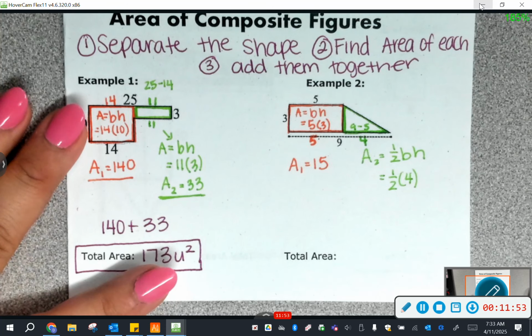Does everybody agree with that? Do y'all see how I just got that? What is the height here? It doesn't give you that either for the triangle. Why the 3?